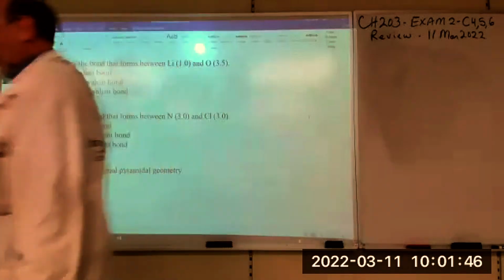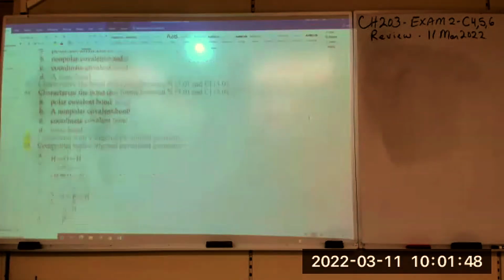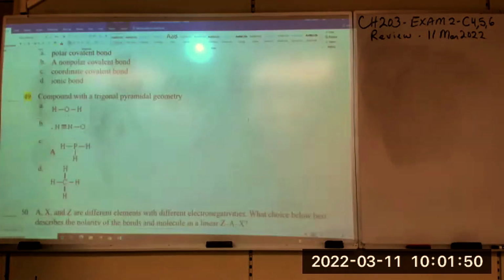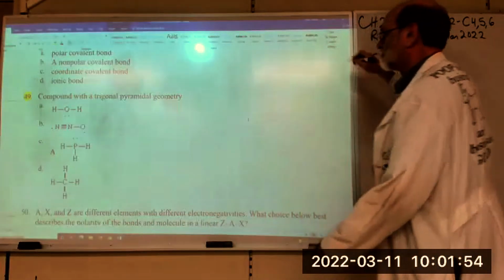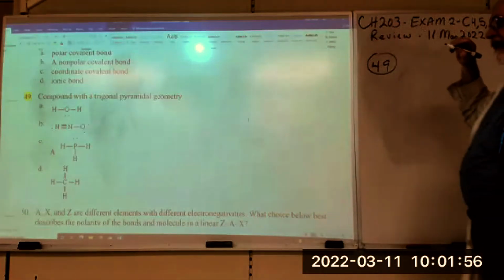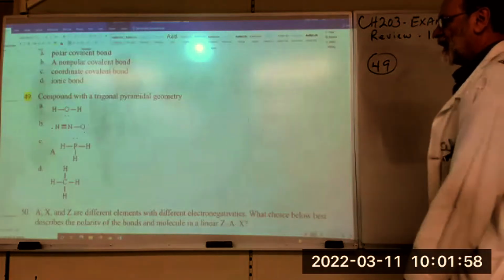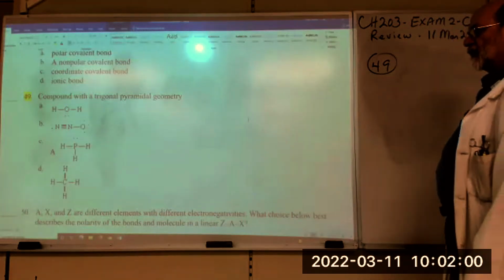49, I better scroll that. There we go. Compound with a trigonal pyramidal geometry. Trigonal pyramid.